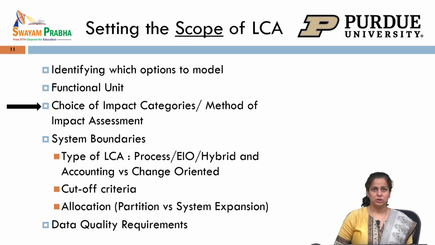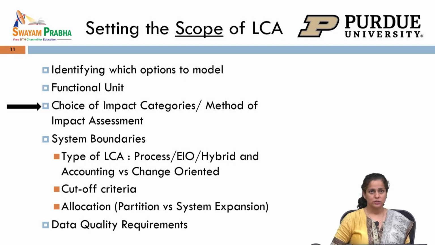Next thing in the scoping of our LCA is choice of impact categories and method of impact assessment. When we go to the life cycle impact assessment step, we will definitely get into much more detail about these things, but here I will just give a quick overview of what this step entails.